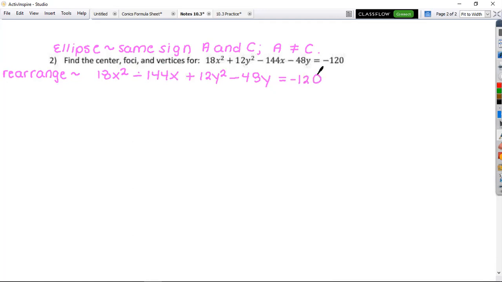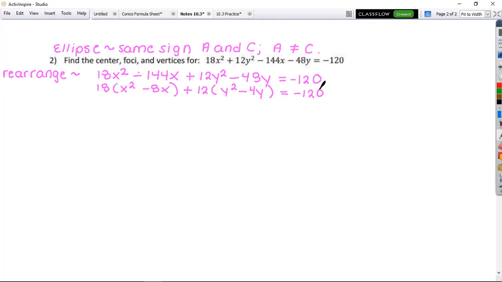I'm going to again take out my GCF here, just my value. So 18, and then I have x squared minus 8x plus 12. And then this would be y squared minus 4y. And this is equal to negative 120.